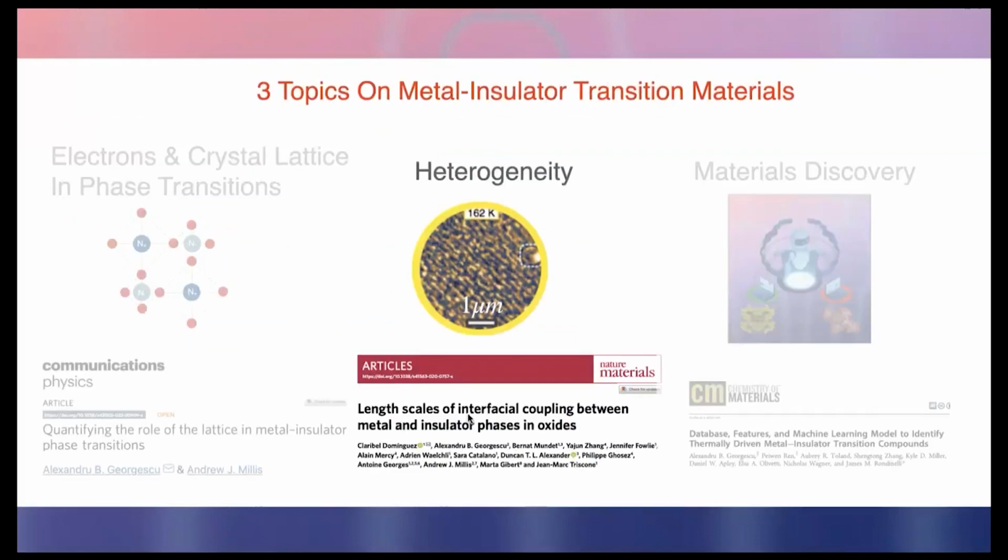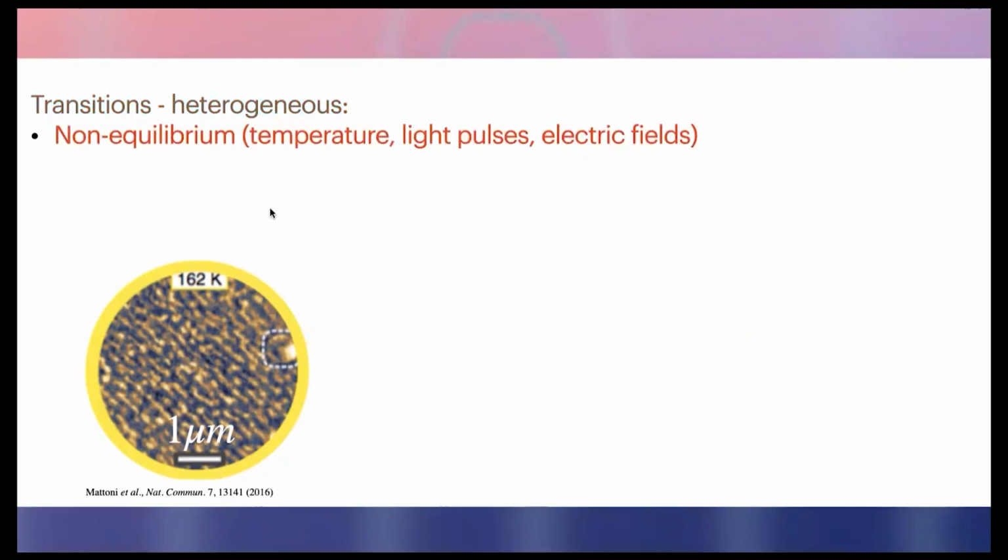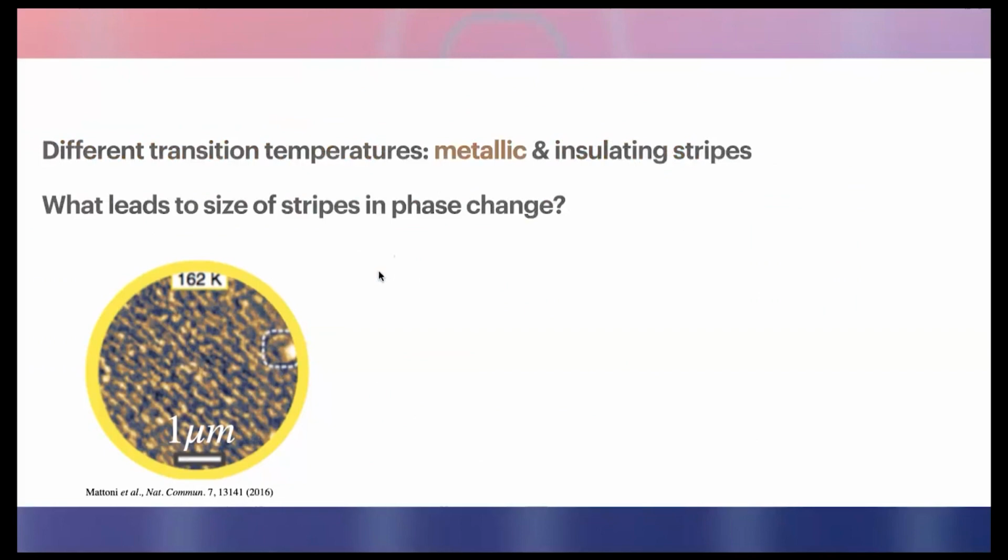Okay, second topic, and these ones will be quite a bit shorter, is that of heterogeneity. And here this is a very interesting topic to me, particularly because of the approach, which was collaboration with experiments. So like I was showing you, transitions are heterogeneous, right? If you look at neodymium nickelate undergoing a transition, you will see stripes of metallic and insulating phases. And it's hard to actually study these stripes. They're non-equilibrium, temperature matters, and they can be affected by things like light pulses, electric fields, and so on.